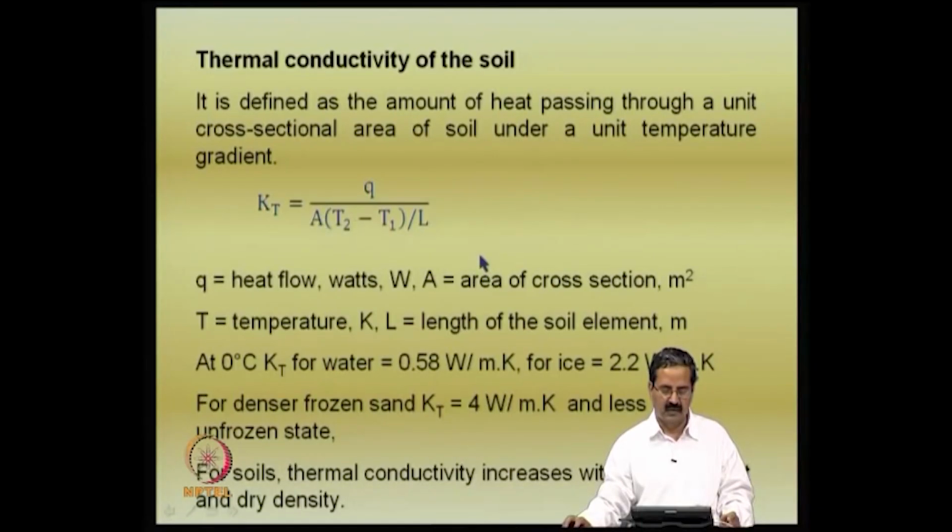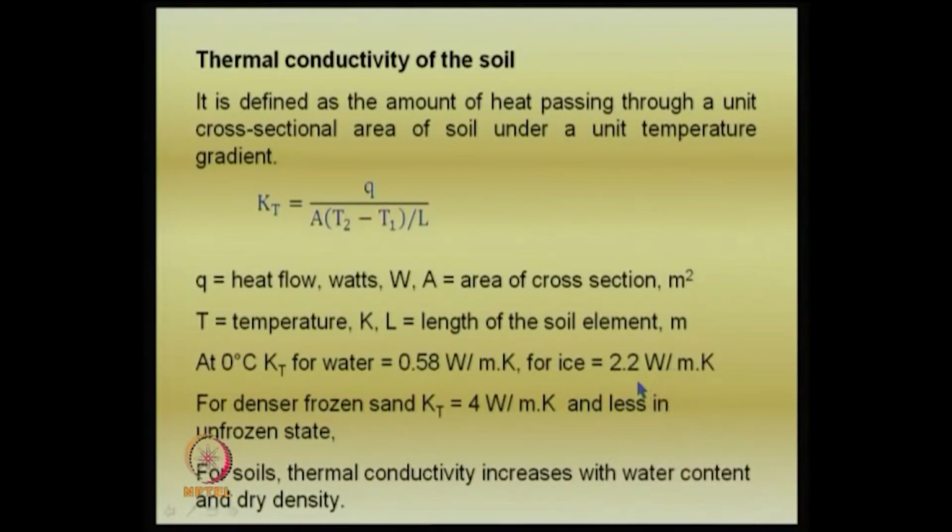By the definition of the term itself, one can determine this property KT in the laboratory in a simple manner. You have to find out the heat flow and introduce a temperature gradient, and the length and area of cross section of the sample are known. So you will be able to get the KT value, which is a function of temperature. At 0 degree centigrade, for water it could be 0.58, expressed in watts per meter per Kelvin, and for ice it is 2.2. So you can see that for ice it is much higher.